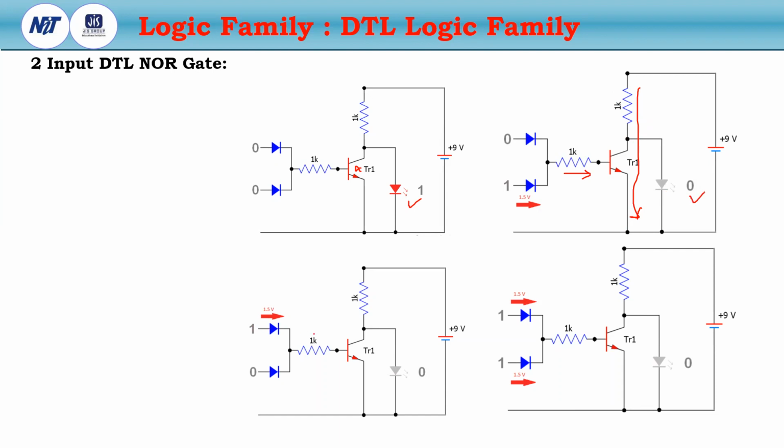Similarly for this, drive these transistors, then the current will flow like this, and the output will be 0. If both are 1, then also the transistors will be in saturation and the current will flow like this. So the output will be logic 0 for the 2-input DTL NOR gate.